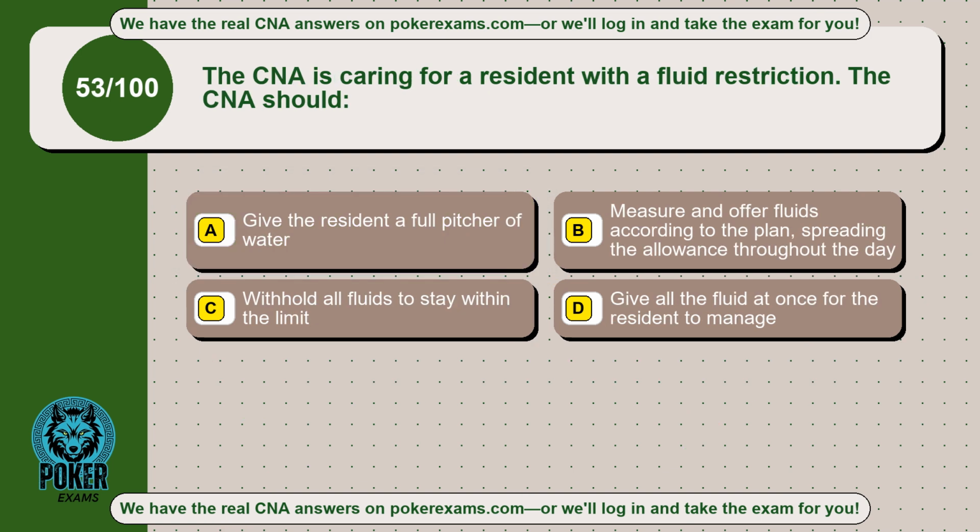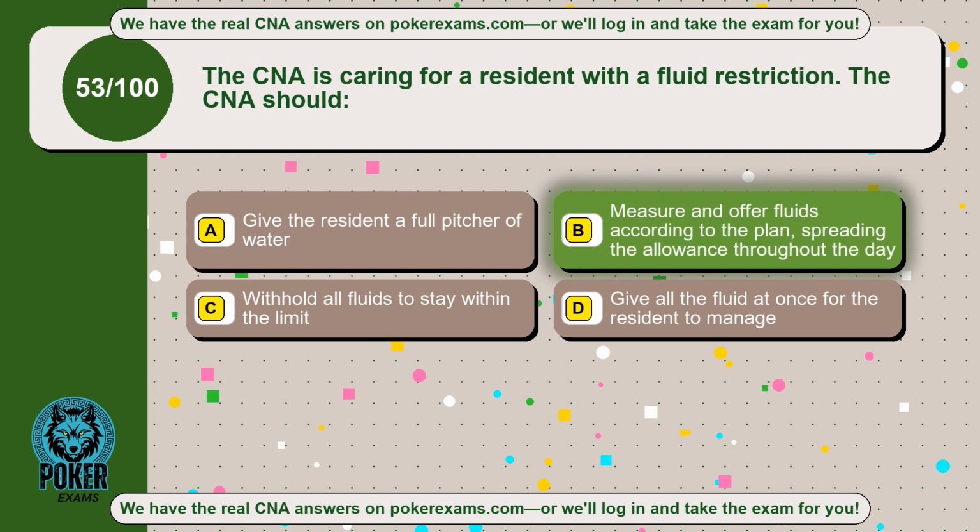Question 53. The CNA is caring for a resident with a fluid restriction. The CNA should: Option A, give the resident a full pitcher of water. Option B, measure and offer fluids according to the plan, spreading the allowance throughout the day. Option C, withhold all fluids to stay within the limit. Option D, give all the fluid at once for the resident to manage.